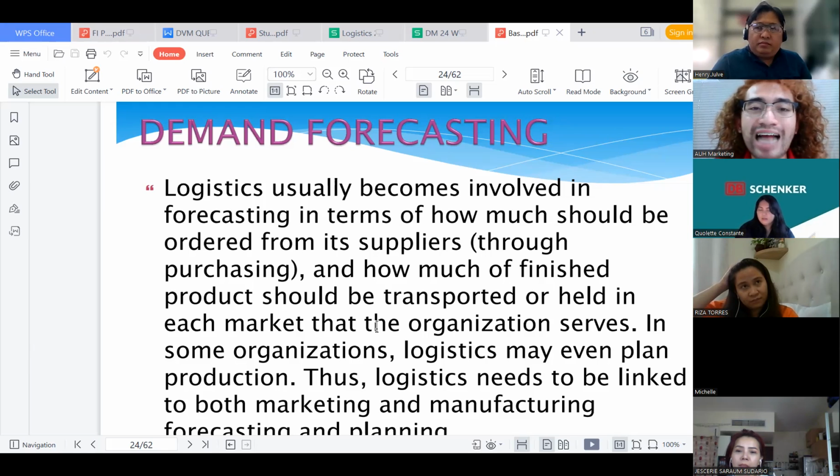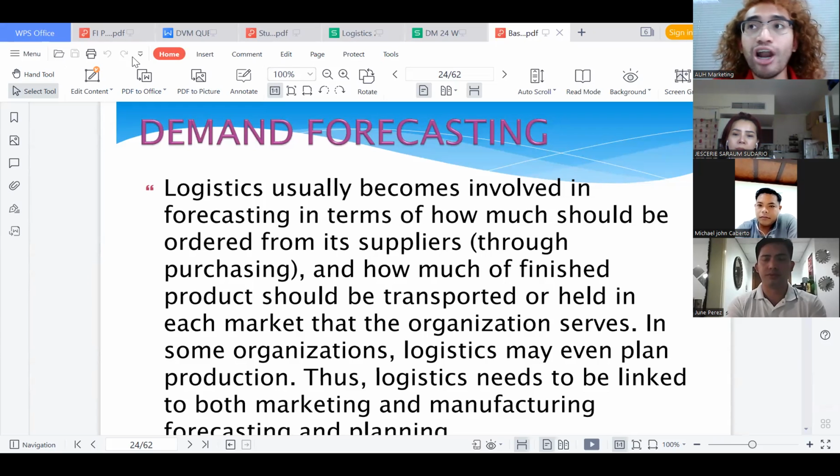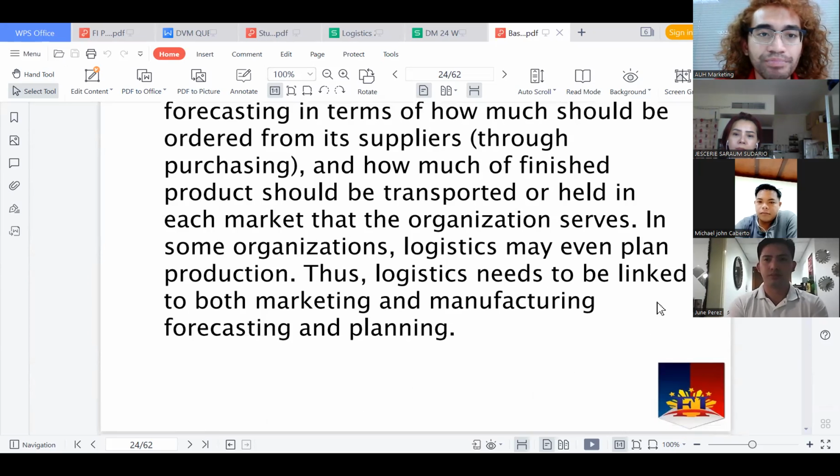So that's demand forecasting. You try to forecast how much would be needed. How much would you need when it comes to quantity in all aspects of the products. That's what you would need.